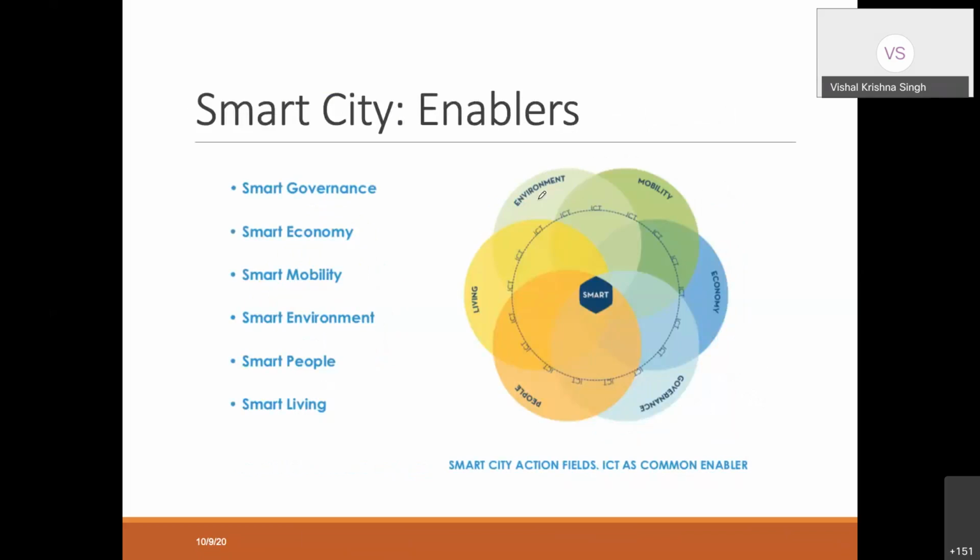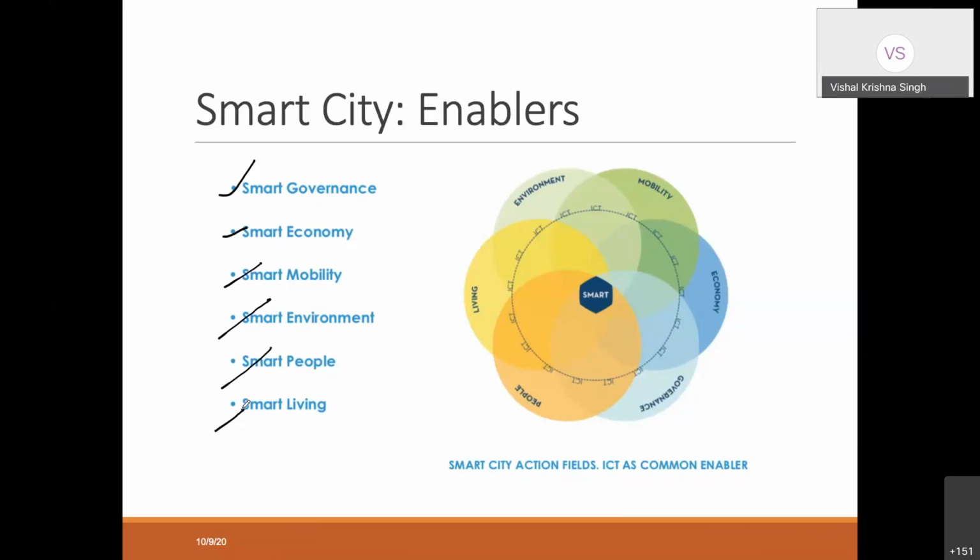Now, coming back to the smart city enablers, these are the technologies which differentiate a smart city from any of the cities which we might have seen. So smart city enablers can be simply summed up as smart governance, smart economy, smart mobility, smart environment, smart people, and smart living.